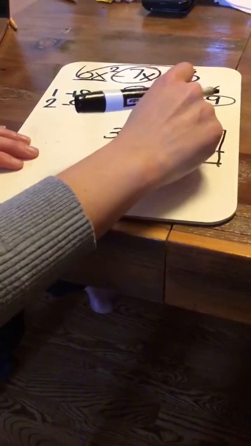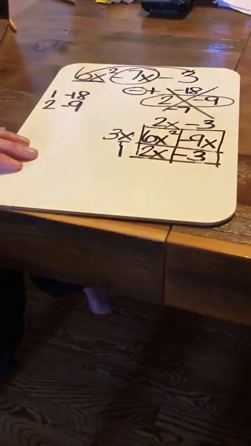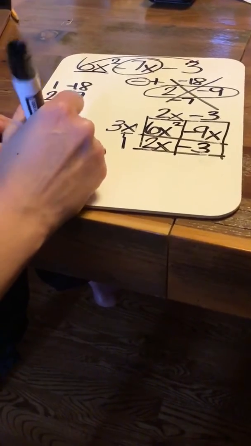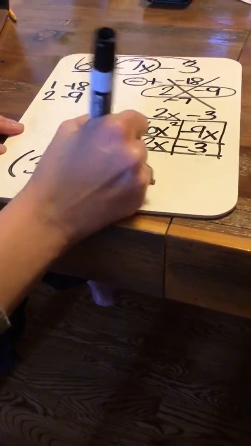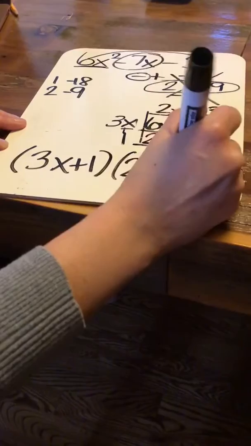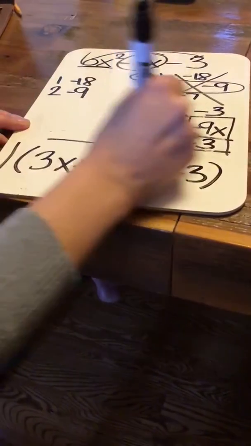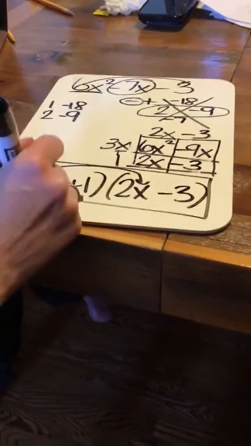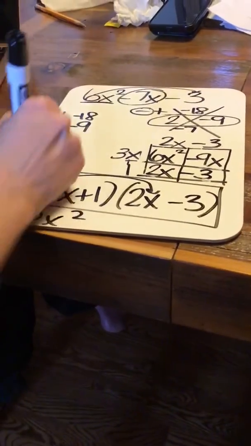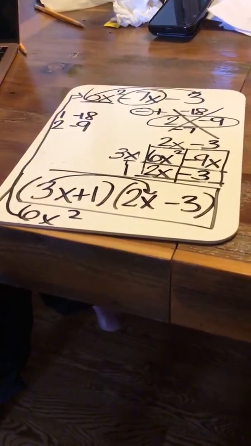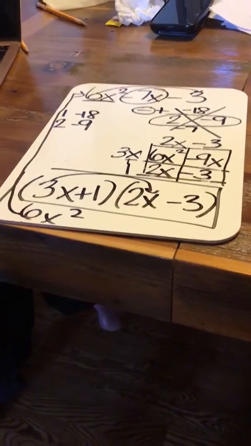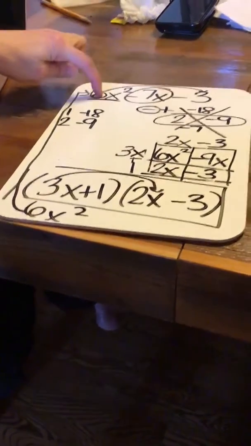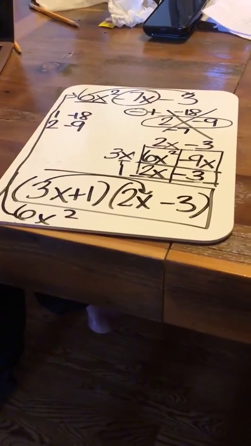Now let's just make sure it works here. Negative 3 times 1 makes negative 3. It does. As long as that works, I know I'm right. So my answer would be 3x plus 1, 2x minus 3. And now if you look, if I multiply these together, what's 3x times 2x? It's 6x squared, which is what I started with at the top. Okay, so that's why this one has a little bit more work for it. So remember, number in front of your x squared besides 1 requires more work.